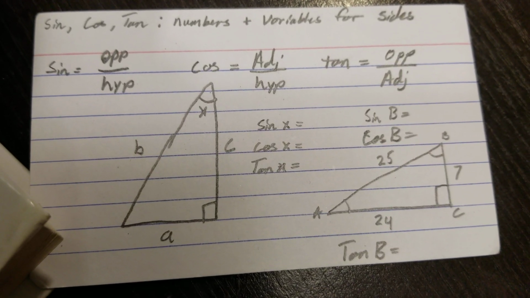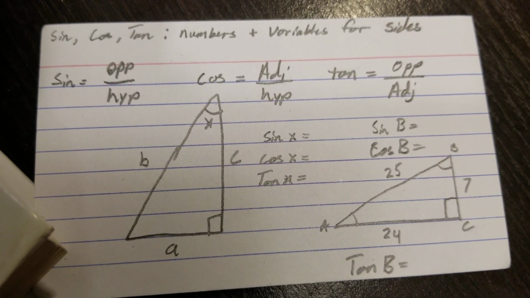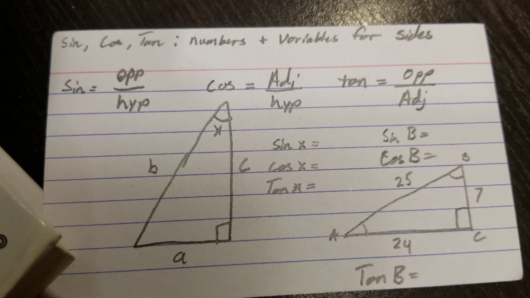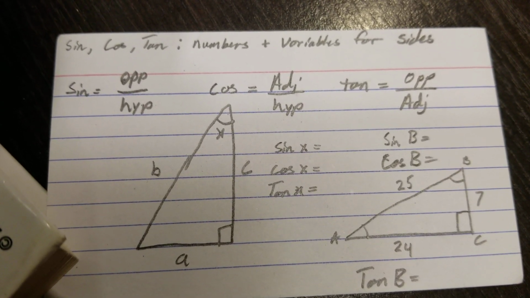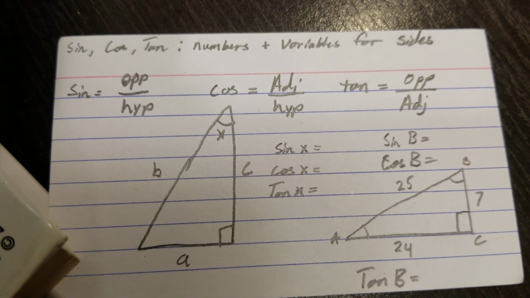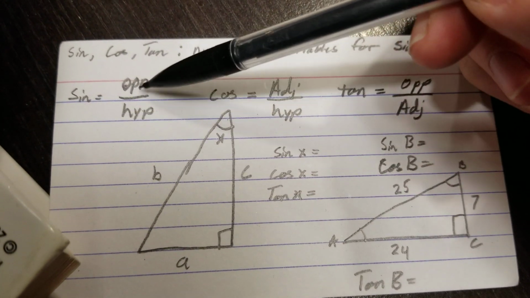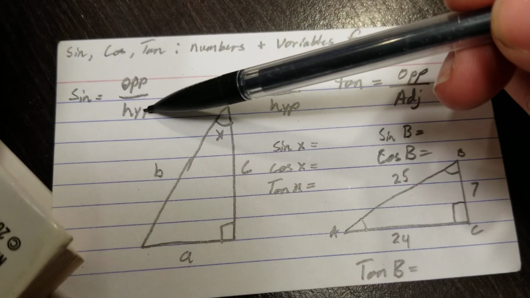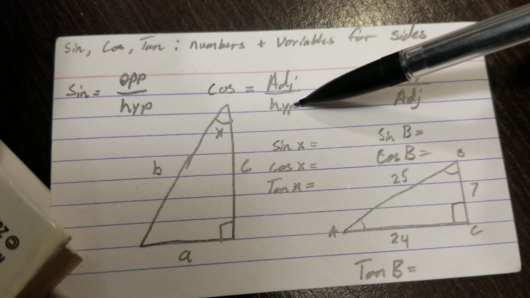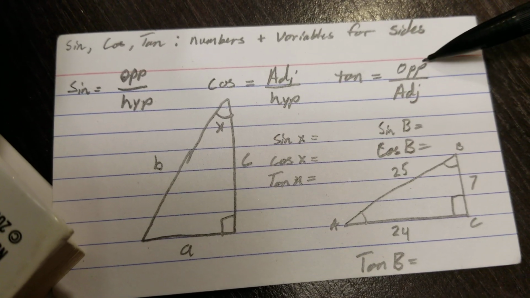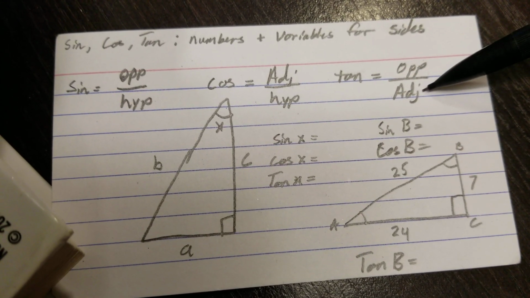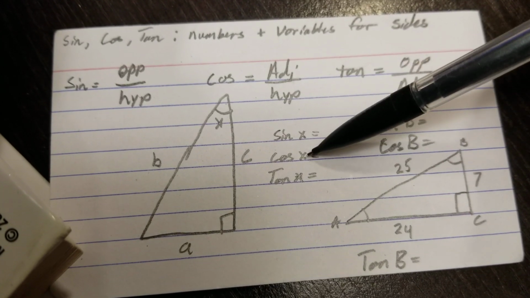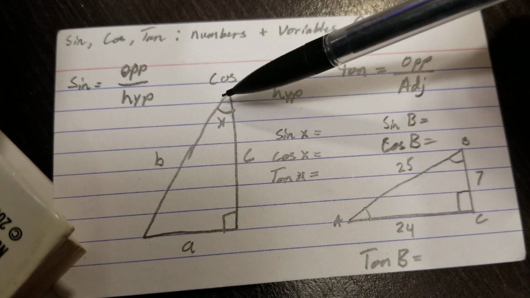Right, when you need to find sine, cosine, and tangent, whether there's numbers or variables as the sides, you really need to know the three ratios for the triangle. So sine, you have opposite over hypotenuse, cosine adjacent over hypotenuse, and tangent opposite over adjacent. So let's start with this triangle, and I have my sine x, cosine x, and tangent x here.